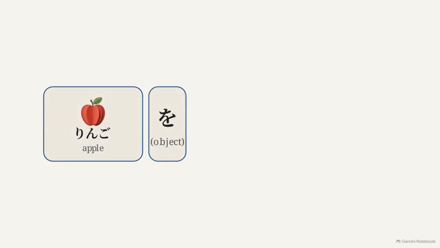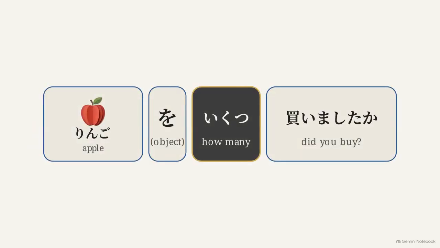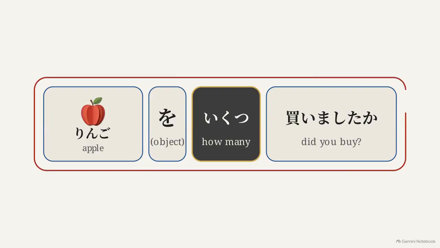Start with the object, like ringo for apple. Add the particle wo, drop in Ikutsu, and finish with the verb kaimashita ka. This structure is modular. Swap the apple for a chair or bag, and the rest of the sentence stays exactly the same.